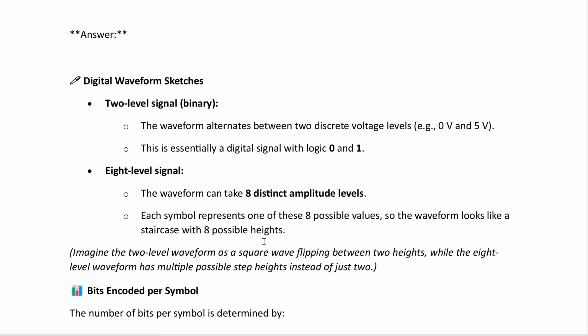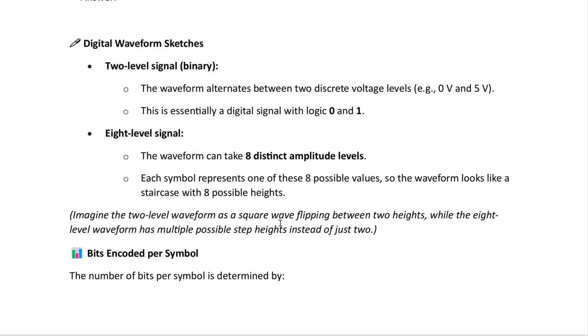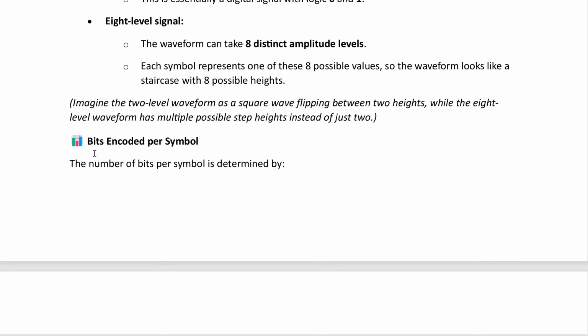So the waveform looks like a staircase with 8 possible heights. Imagine the 2-level waveform as a square wave flipping between 2 heights, while the 8-level waveform has multiple possible step heights instead of just 2.